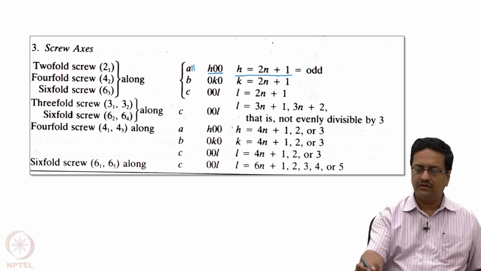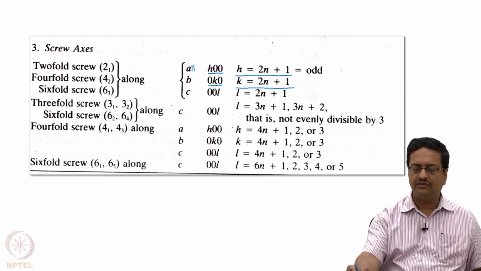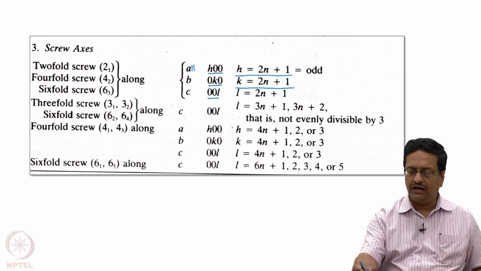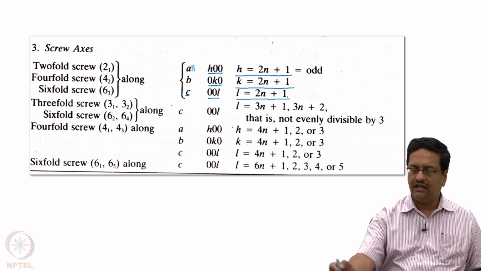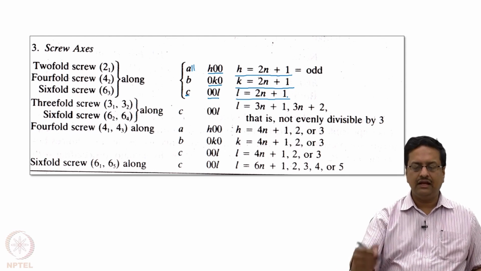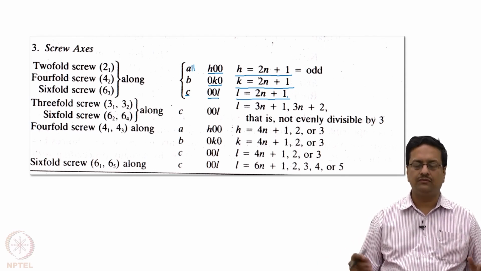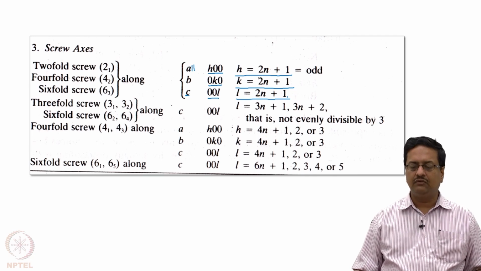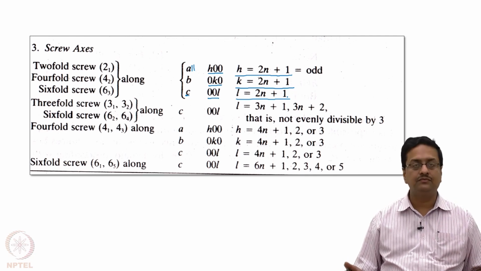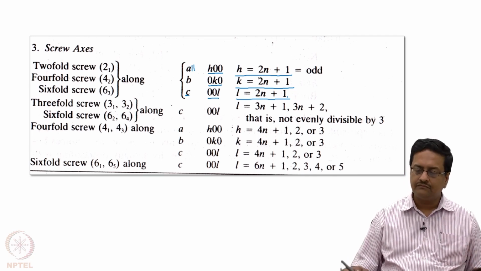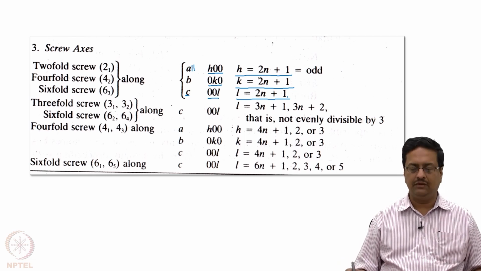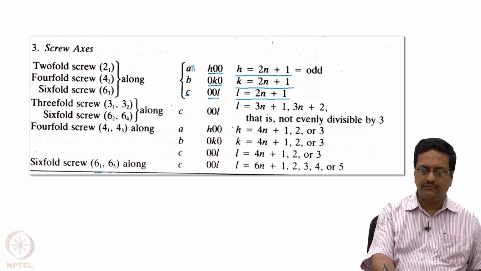In the same way, for a 2-1 screw parallel to B, K is odd, and for a 2-1 screw parallel to C, L is odd. In the same manner, the higher n-fold screw axes like 3-1 and 3-2, 6-2 and 6-4, 4-1 and 4-3, and also 6-1 and 6-5, are understood in the same manner.